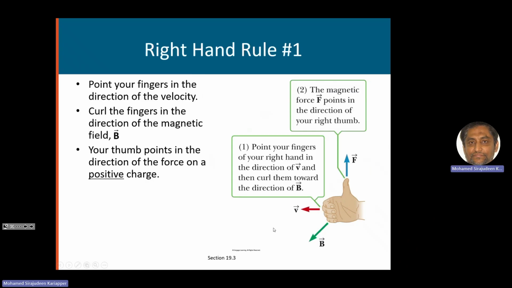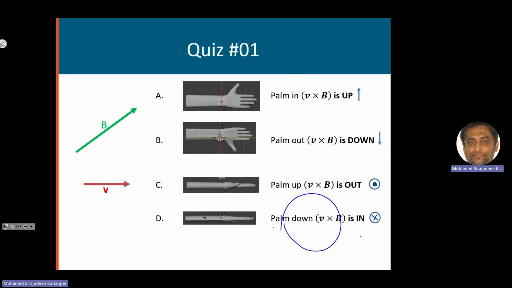So here is this picture again, how to get the direction by using your right hand. This is called the right hand rule. You curl your fingers from v to B. The curling should be done in the plane formed by v and B. Then the thumb will show the direction of the magnetic force if it is a positive charge. If it is a negative charge, you have to flip the direction.